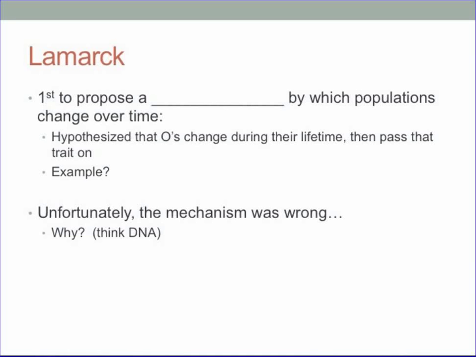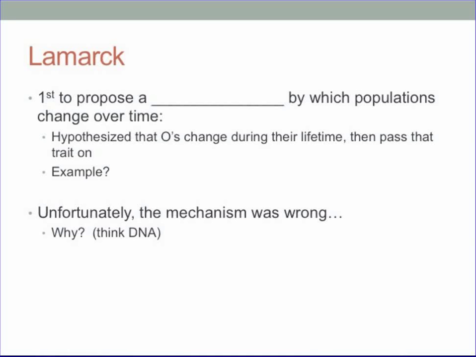He hypothesized that organisms change during their lifetime, then pass that trait on. So for example, he thought that giraffes would stretch their necks out because they wanted to reach leaves that were higher on the trees, and in doing so, their necks would grow longer during their lifetime. Another example is in observing flamingos. He thought that they would stretch their legs up because they didn't want to get their bodies wet when wading in the water, and that their legs would grow longer. And then they would be able to pass that trait on to their offspring.